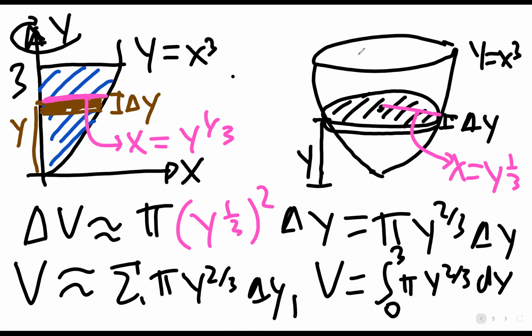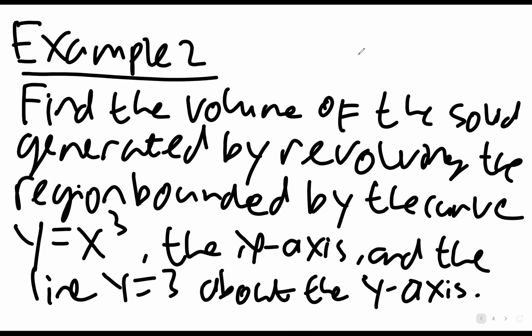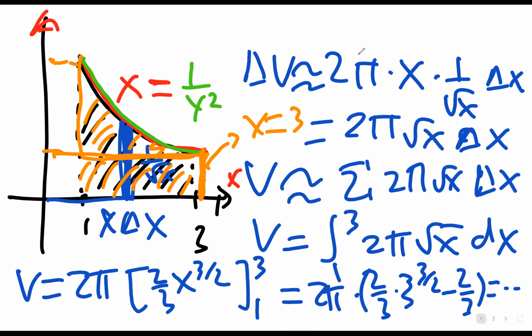Okay, so in this particular case, the rotation axis is the y-axis, and the average radius is the distance from the rotation axis to the particular piece here. That's why I put 2 pi x multiplied by 1 over square root of x delta x.